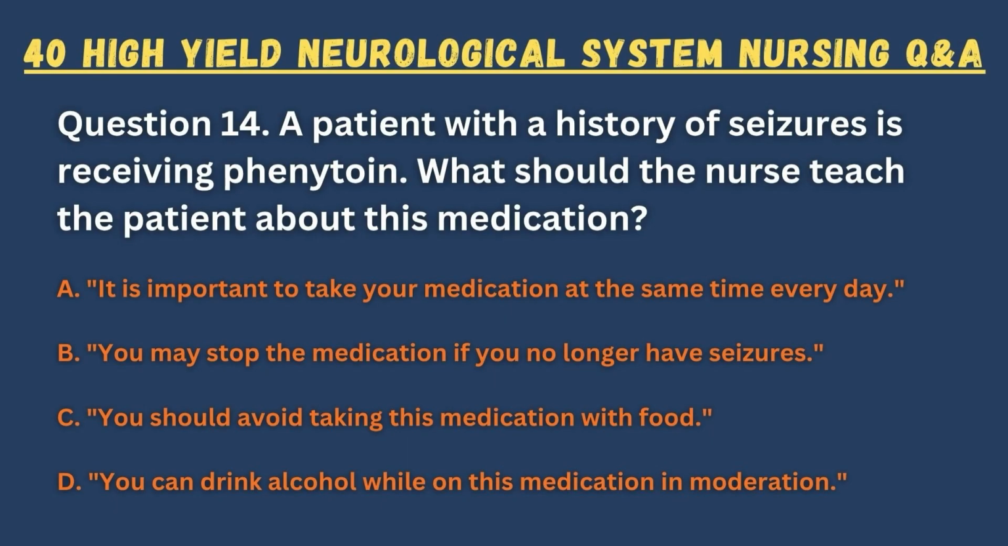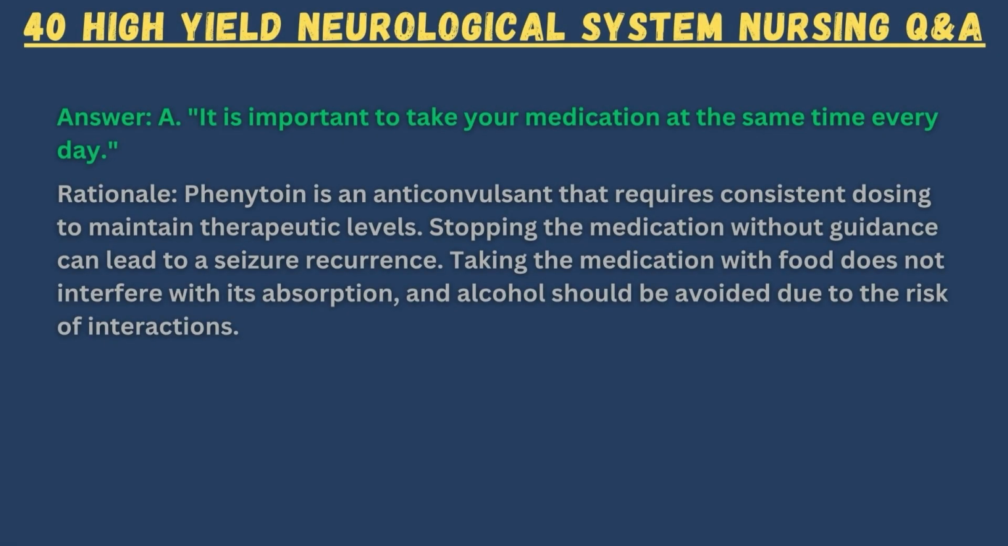Question 14. A patient with a history of seizures is receiving phenytoin. What should the nurse teach the patient about this medication? A. It is important to take your medication at the same time every day. B. You may stop the medication if you no longer have seizures. C. You should avoid taking this medication with food. D. You can drink alcohol while on this medication in moderation. Answer: A. It is important to take your medication at the same time every day.